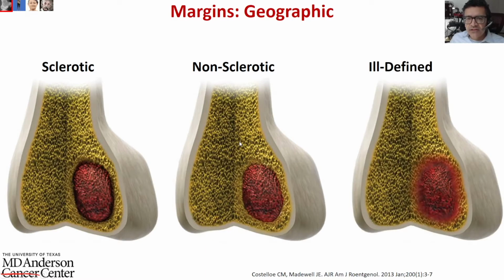And the ill-defined geographic margin is where you start getting a less distinct transition between the normal marrow and the tumor. So as you move your eye from normal marrow to the tumor, you get into areas where you're not 100% sure if you're dealing with normal marrow or tumor. And we'll see some examples of these next.